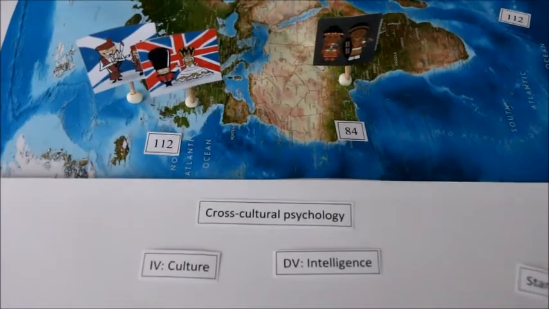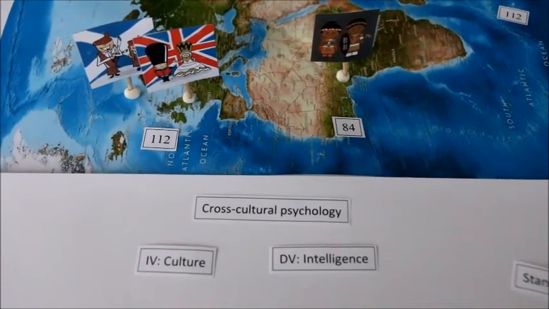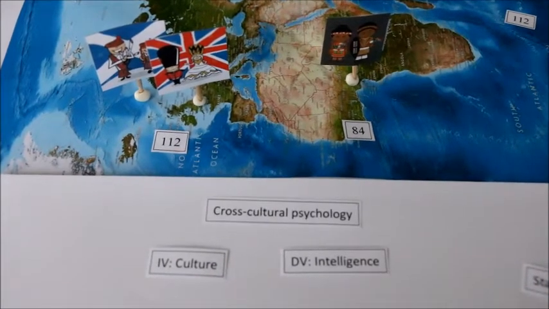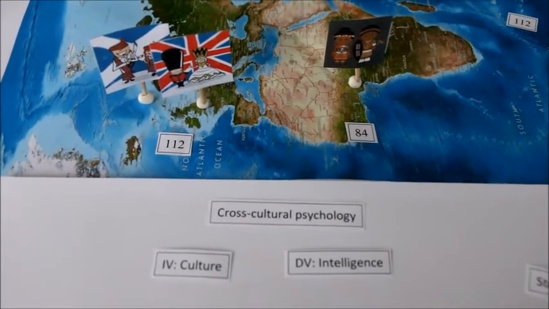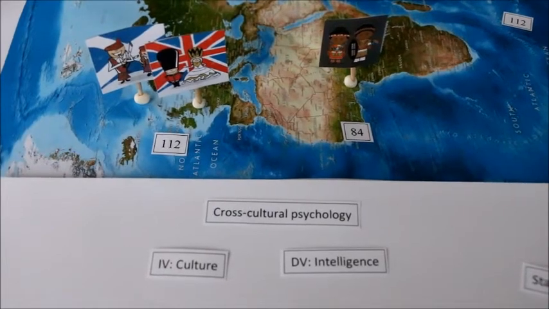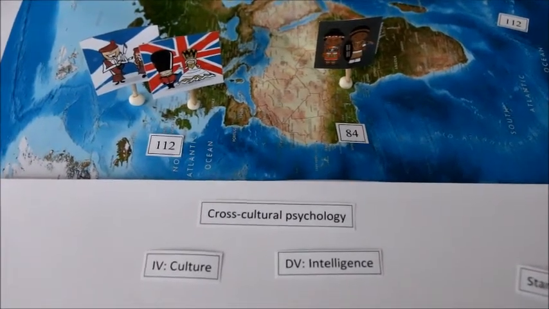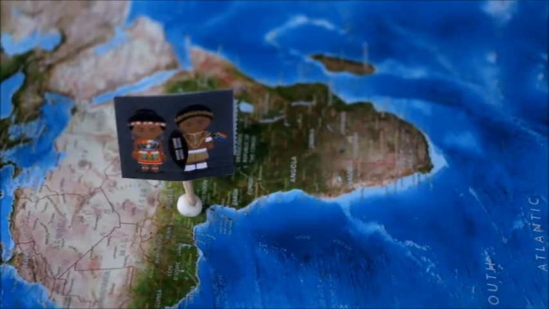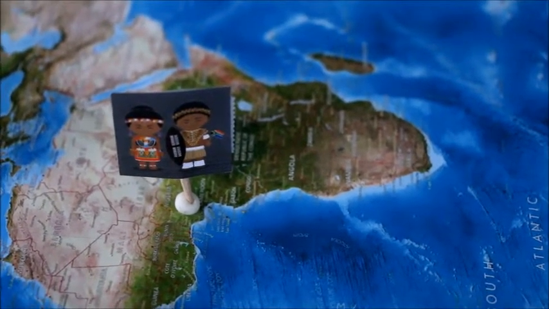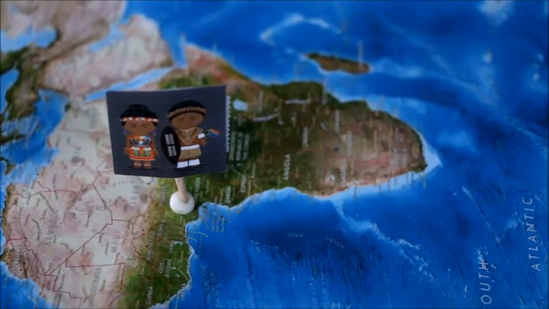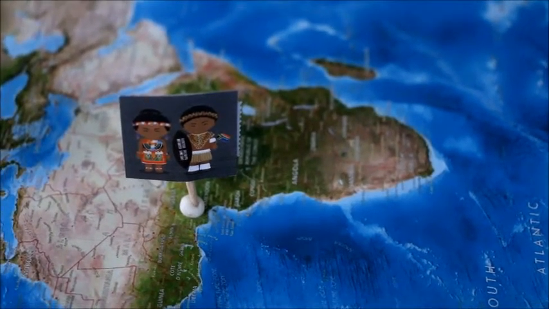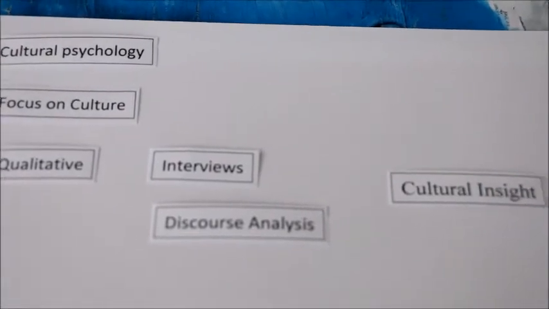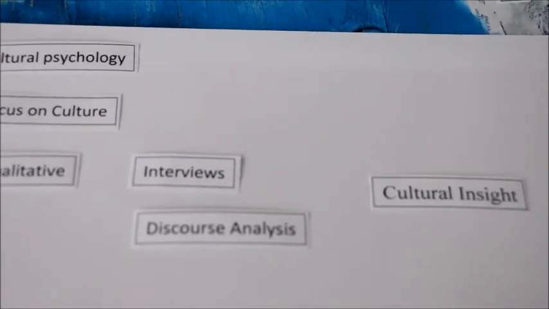In this example, cross-cultural psychology views culture as the independent variable that has an impact on the dependent variable of intelligence. They would deduce that Kenyans are not as intelligent as the English and that something is therefore deficient in Kenyan culture. But that might be a faulty assumption. Cultural psychologists, on the other hand, would complete an in-depth analysis of Kenya to determine what human behaviors reflect high intellect. They would use qualitative measures such as interviews and discourse analysis to provide cultural insight.